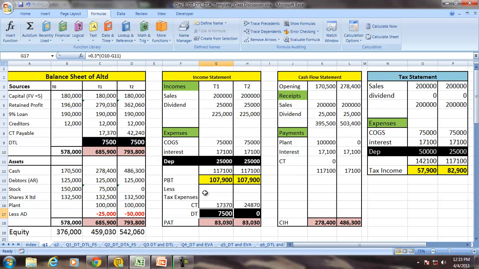But observe this deferred taxation. Deferred tax is the tax on the timing difference. In the first year there is a timing difference of 50 minus 25, and that appears as the deferred tax liability. In the second year there is no deferred tax because there is no timing difference. However, DTL continues to appear as long as the plant continues.